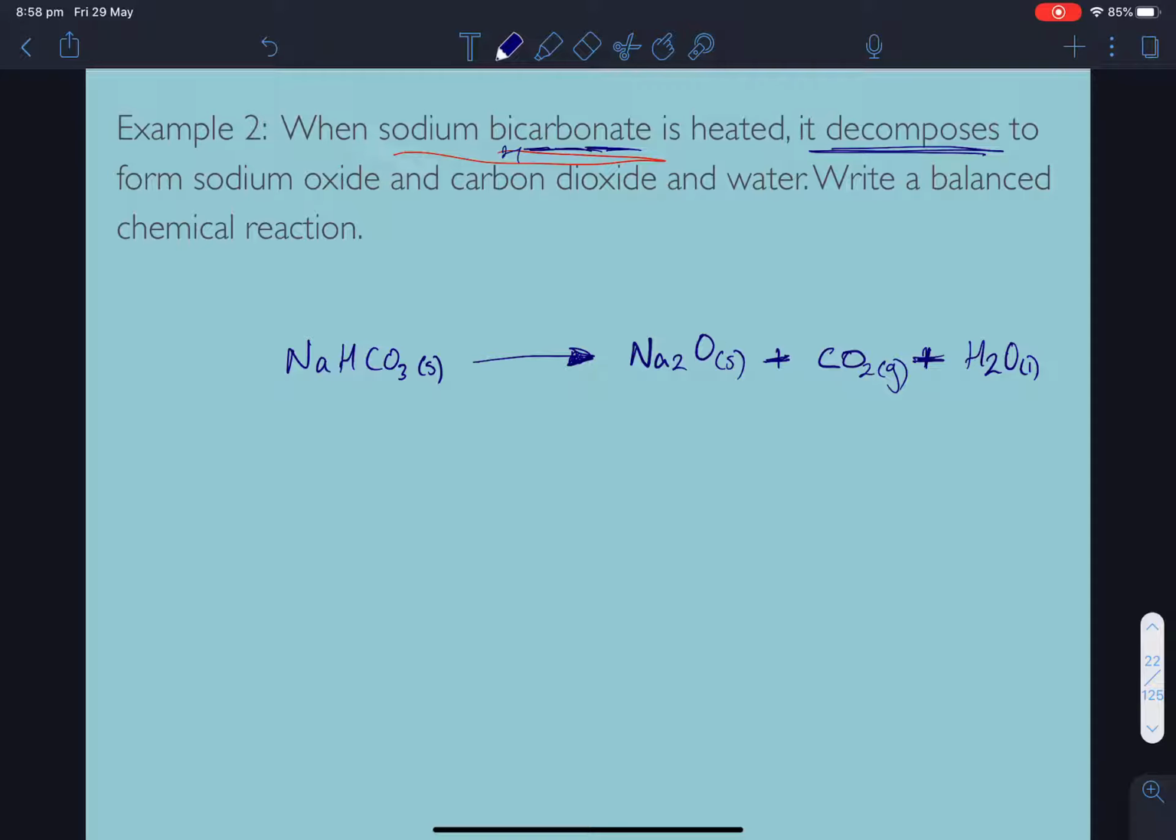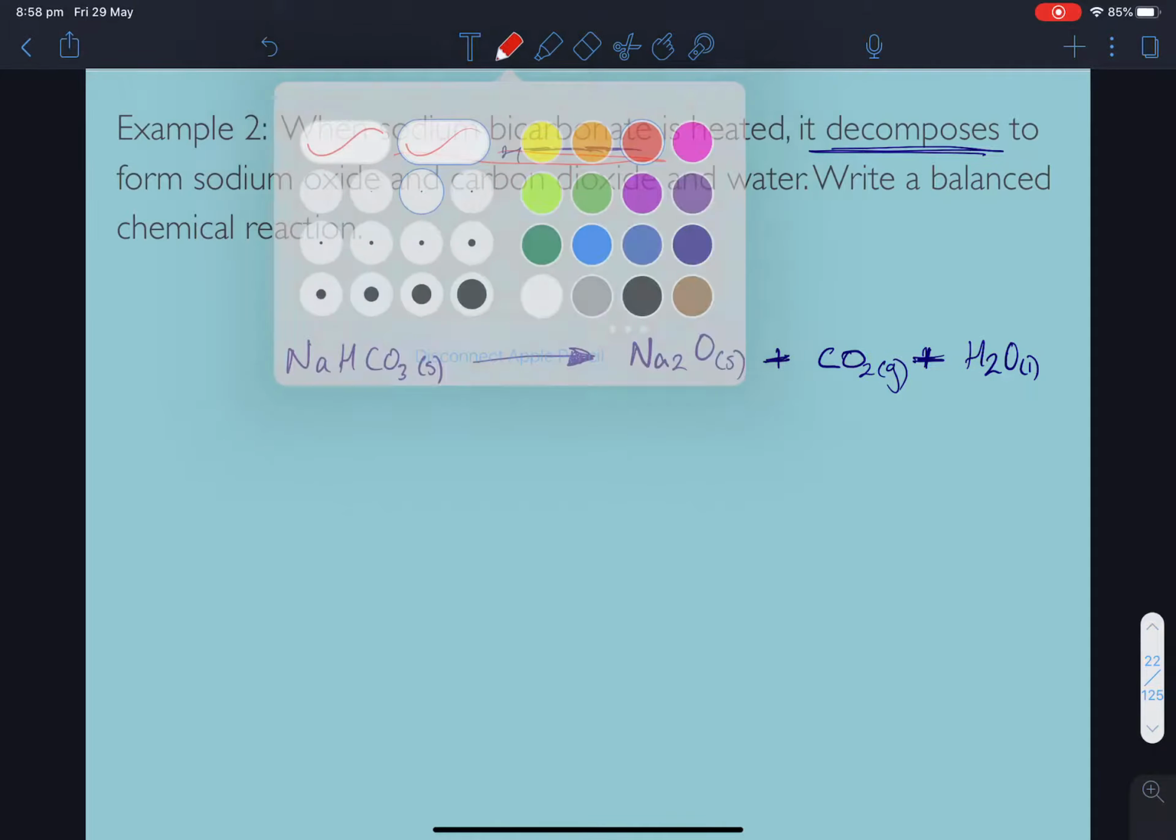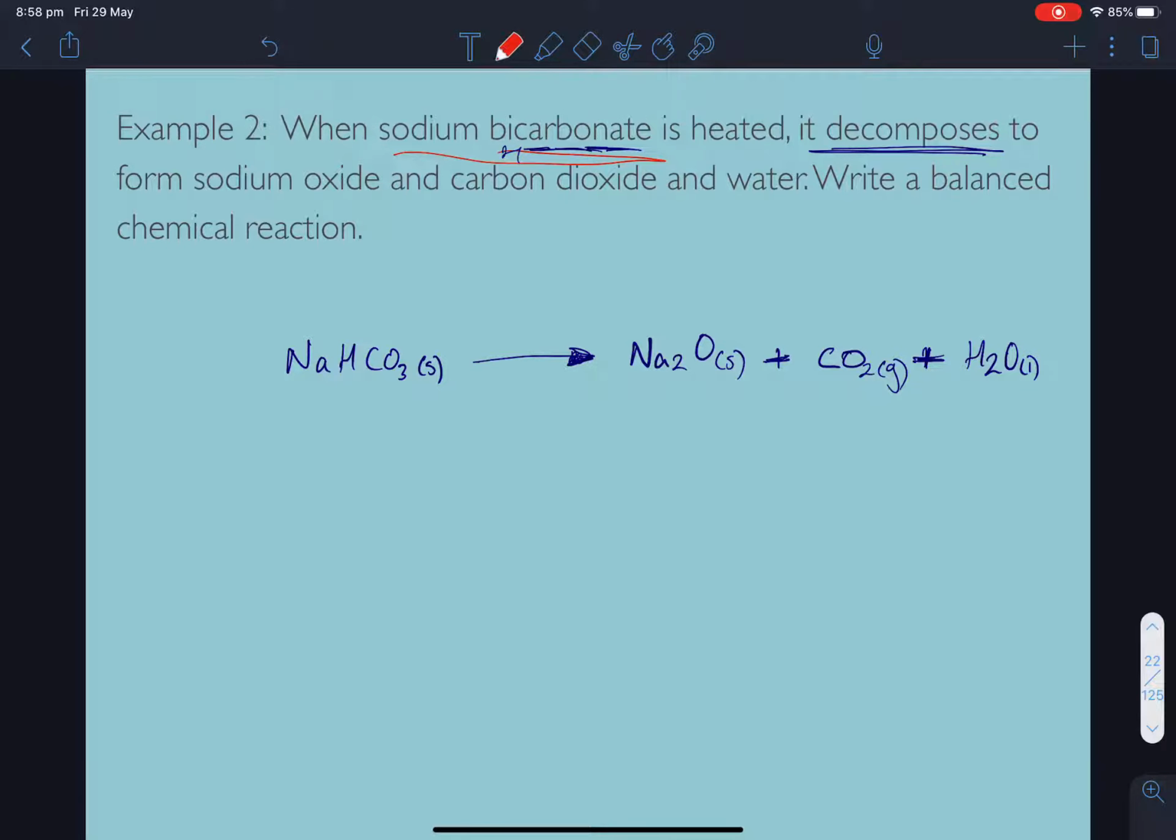Did I leave enough space to do my balancing? Okay, red pen. Let's do a bit of balancing. Where are we going to start? We're going to start with sodium. We've got 2 here from our 1 base unit of sodium oxide. So I've got 2 there, so I need 1 more on the left hand side, so I need to add in more sodium. I can only do that by adding in a whole other molecule of sodium bicarbonate. I can't do anything else there.